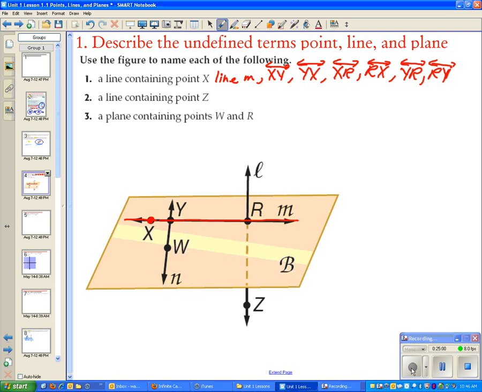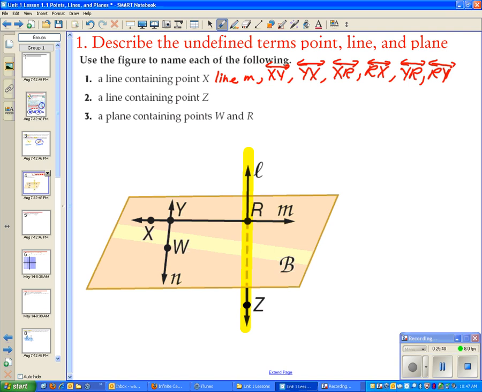Number 2, a line containing point Z. Oh, look where Z is. Is Z in the same plane with all those others? No, it's not. But that doesn't mean you can't draw a line through it. Now this drawing, you need to understand what this drawing is trying to tell you. Plane B is that yellowish beige colored plane there. What this is trying to show you is that you have a plane, like this piece of paper here, and line L is not in that plane, it goes through it.